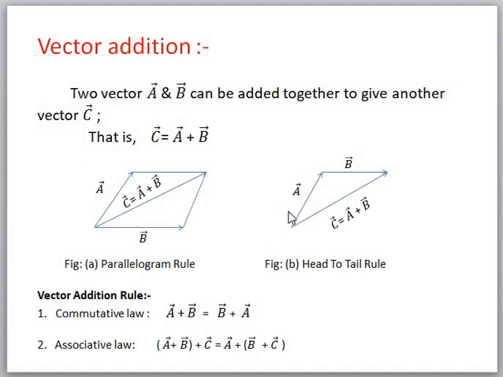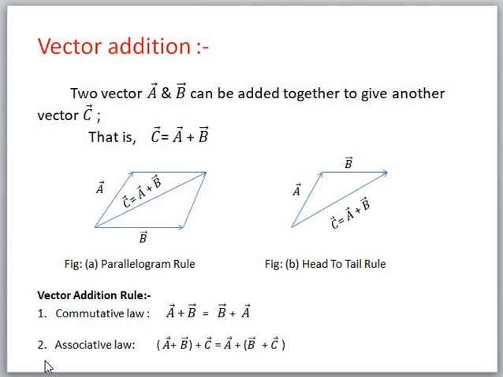The second method, or second rule, is the head to tail rule. We consider any vector a and a second vector b. The resultant vector c is equal to vector a plus vector b. This method is called the head to tail method.